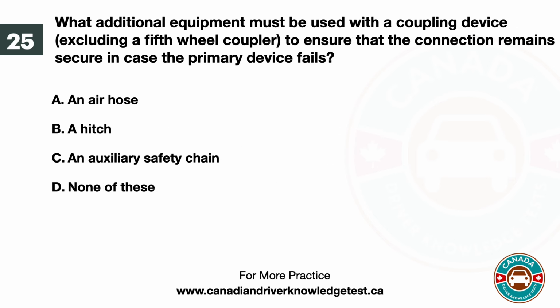Question 25. What additional equipment must be used with a coupling device, excluding a fifth wheel coupler, to ensure that the connection remains secure in case the primary device fails? A. An air hose. B. A hitch. C. An auxiliary safety chain. D. None of these. The answer is C. An auxiliary safety chain.